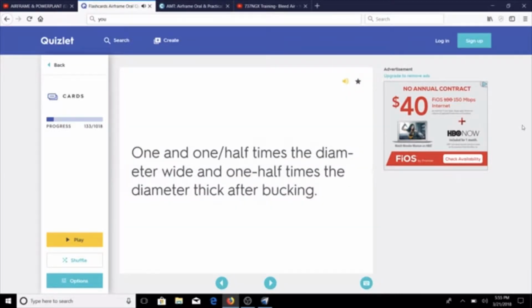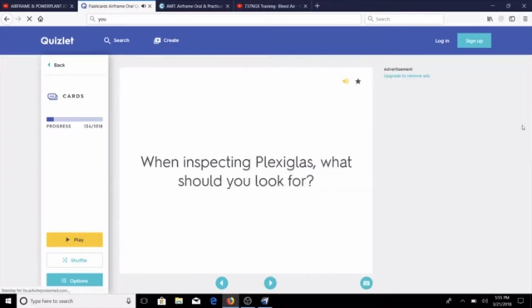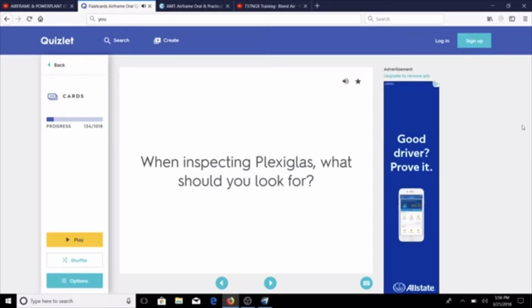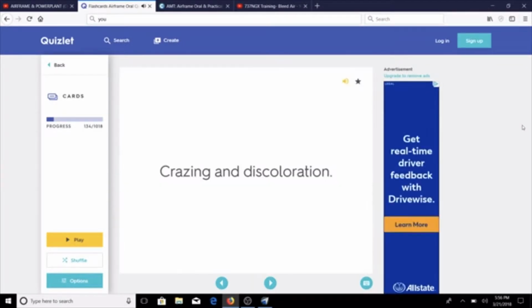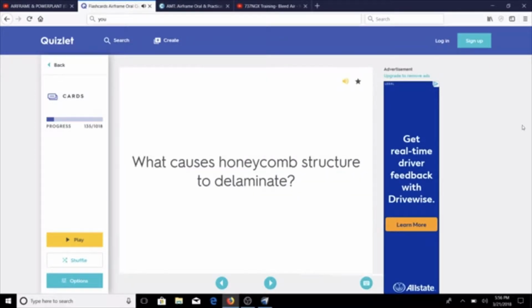What are the proper dimensions for a proper shop head? 1 1/2 times the diameter wide and 1/2 times the diameter thick after bucking. When inspecting plexiglass, what should you look for? Crazing and discoloration. What causes honeycomb structure to delaminate?